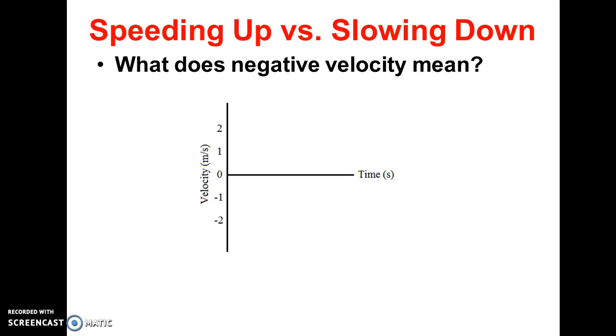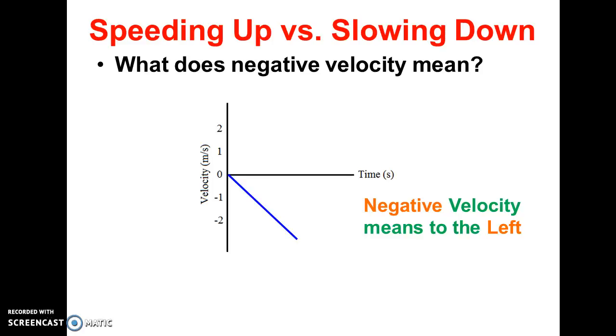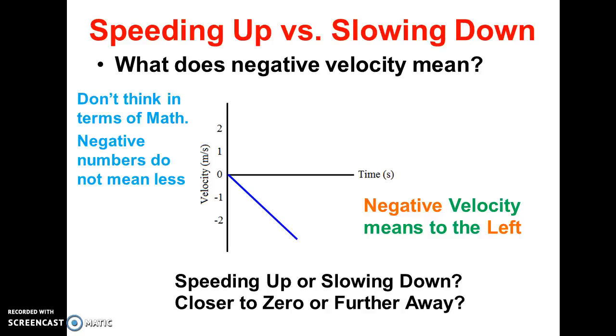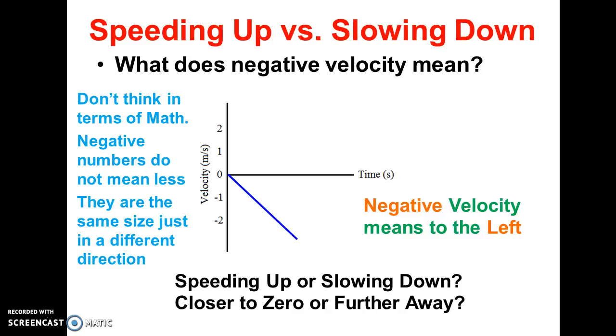Now, to understand the speeding up and slowing down, again, we need to think hard about what negative velocity means. Negative velocity just means that you're moving to the left. Now, to figure out if you're speeding up or slowing down, you need to think about if you're getting closer to 0 velocity or further away from 0 velocity. In this particular case, we're getting further away from 0 velocity. So again, don't think in terms of math. Negative numbers don't mean less. They just mean that you're going in a different direction.